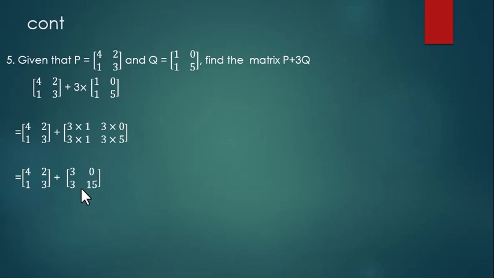Then from there we are going to add the corresponding elements. So we have 4 plus 3, then 2 plus 0, then 1 plus 3, then 3 plus 15. So our final answer, when we add 4 plus 3, we get 7, 2 plus 0, we get 2, then 3 plus 1, we get 4, then 3 plus 15, we get 18 as our final answer.